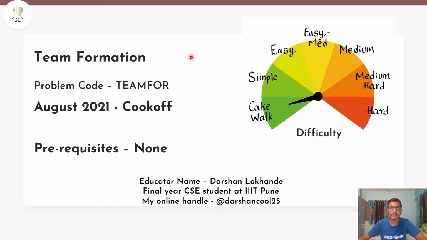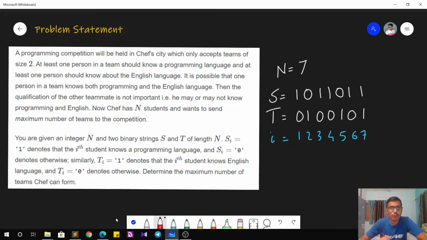The problem that we're going to discuss today is team formation. The problem appeared in August 21 Cook-Off and is a difficulty level of cakewalk. There are no prerequisites to solve this problem. The problem statement goes as follows.